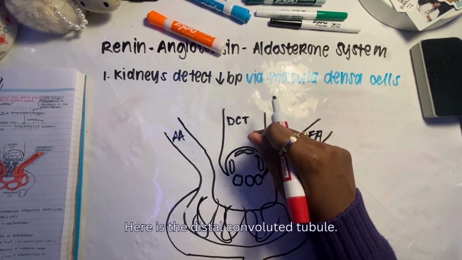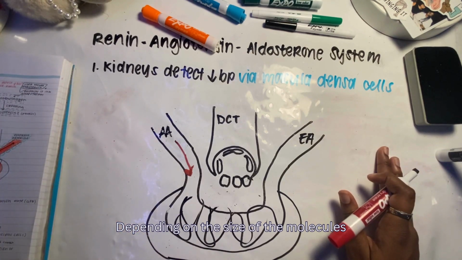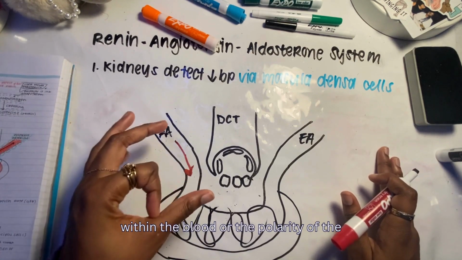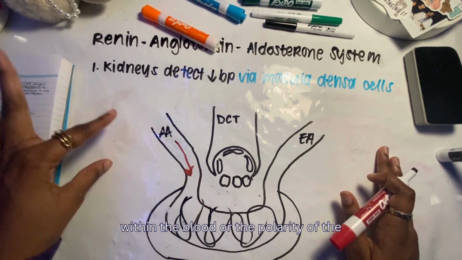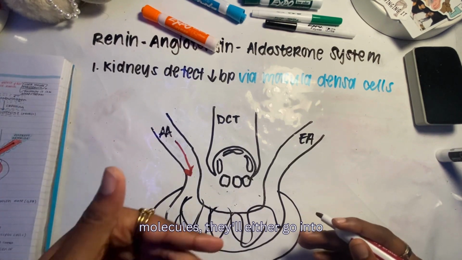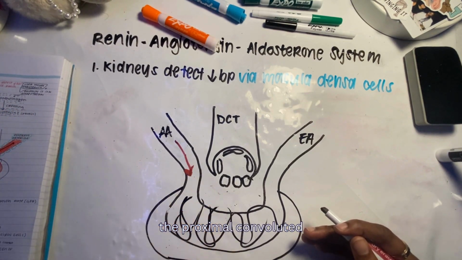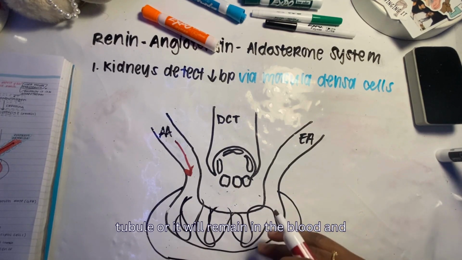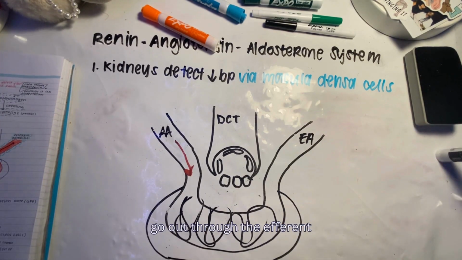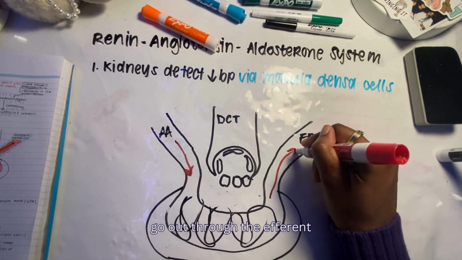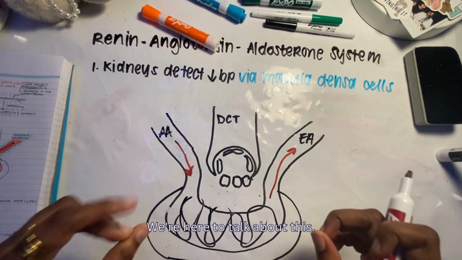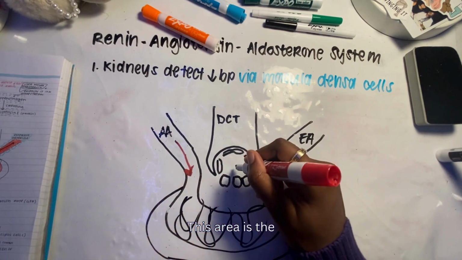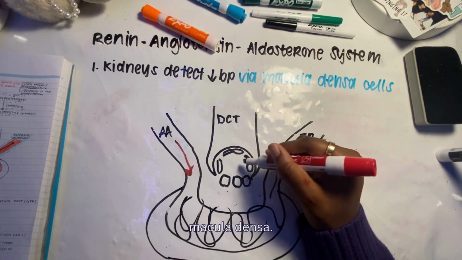Here is the distal convoluted tubule, and depending on the size or the polarity of the molecules within the blood, they'll either go into the proximal convoluted tubule or remain in the blood and go out through the efferent arteriole. We're here to talk about this area, the macula densa.